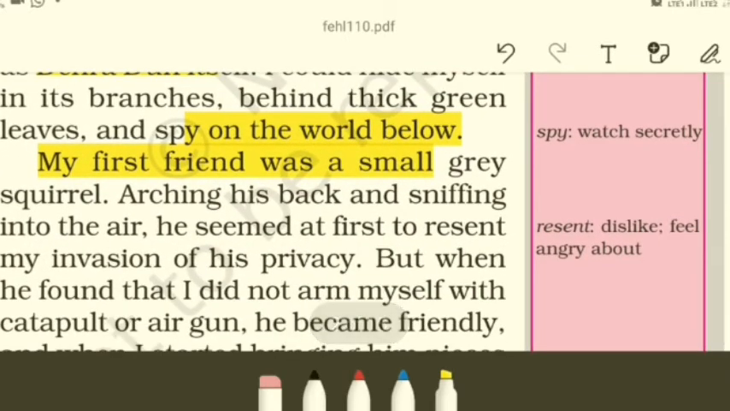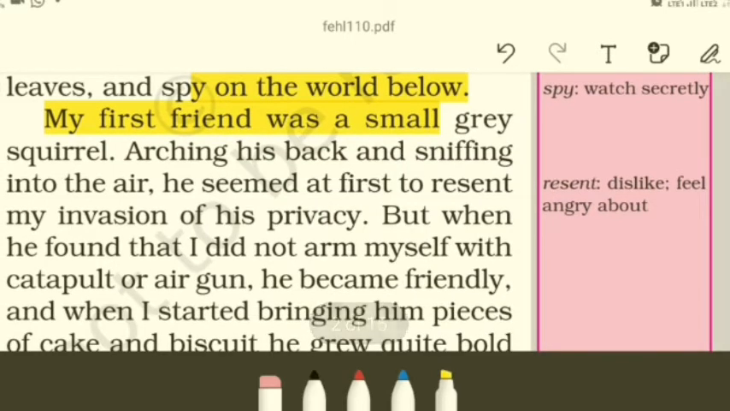Moving on to third. My first friend was a small grey squirrel. So young people, young boys and girls, they have a strange oddity. They love talking to trees and animals, right? So the narrator or the writer was no different. He made a small grey squirrel his first friend. Arching his back and sniffing into the air. Sniffing, to sniff is to try and get the smell of whatever is circulating in and around you.